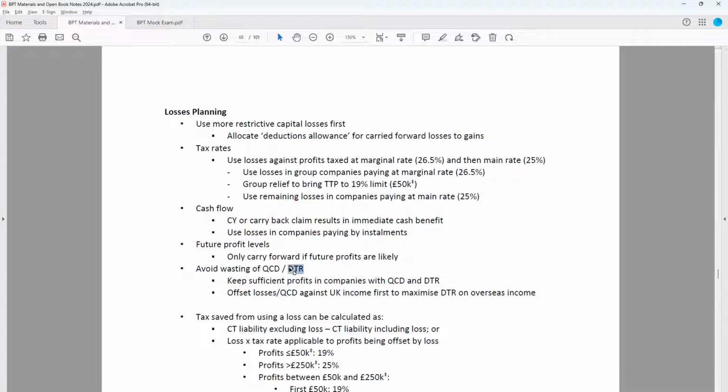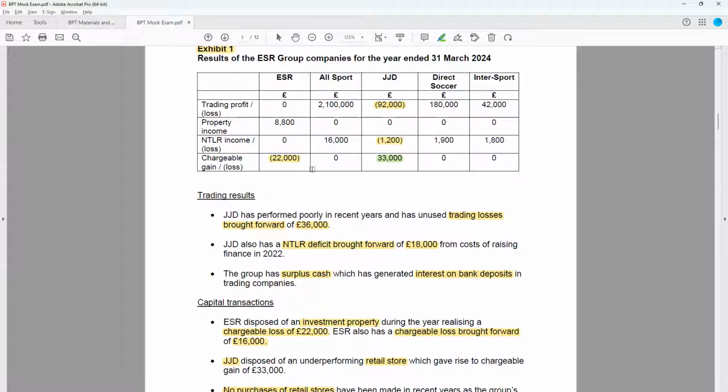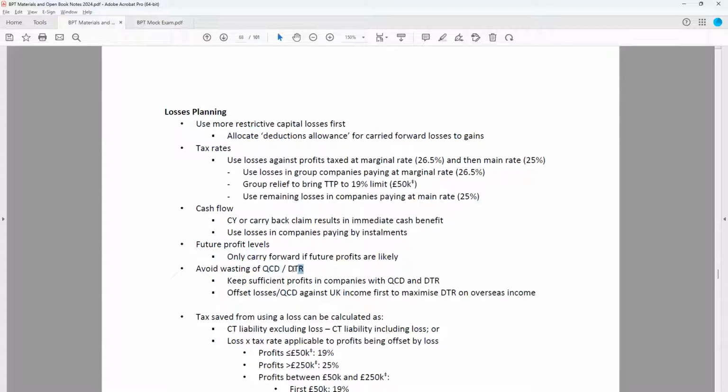I don't think we're going to have to think about DTR and QCD. None of them have made qualifying charitable donations. None of them have got overseas income that's also being taxed overseas. So we're not having to be careful about preserving DTR, just as we saw in that earlier question of MB and wrapper. And of course, in other questions as well, we've seen the importance of the impact on cash flow in terms of installments. So we'll be thinking about that as well. So we've got quite a bit that we're going to have to consider here in our answer.